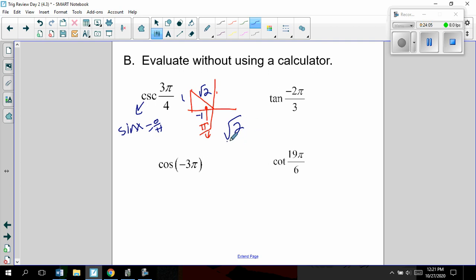So square root of 2 would be my cosecant, because cosine would be 1 over the square root of 2. So this is 1 over the square root of 2. So then just flip it over for your cosecant.